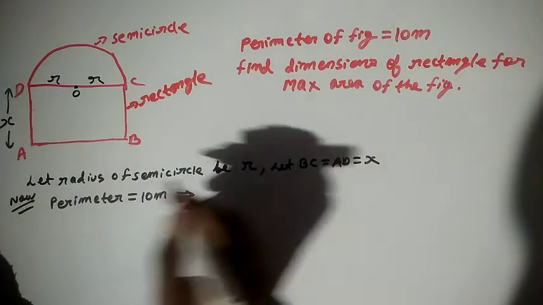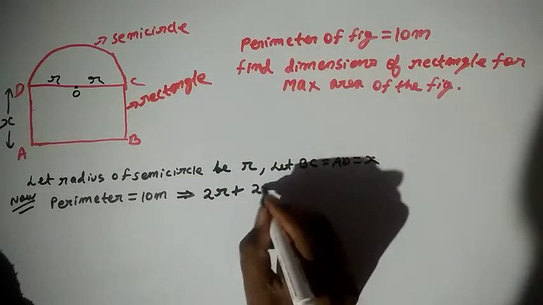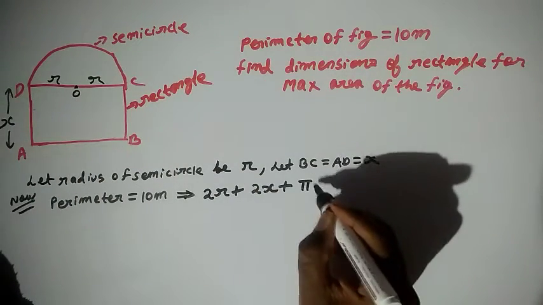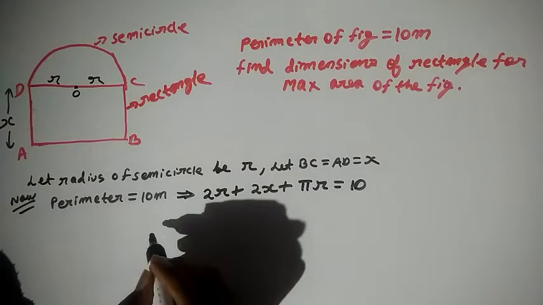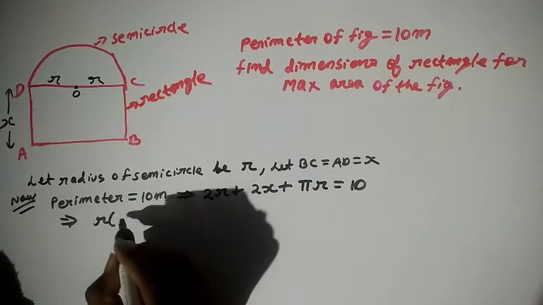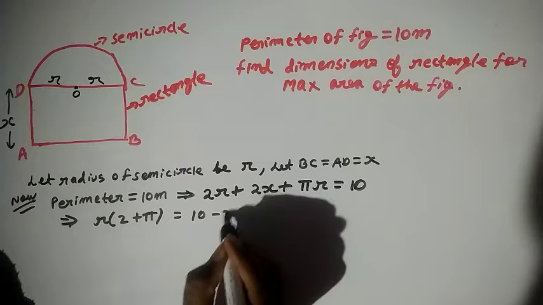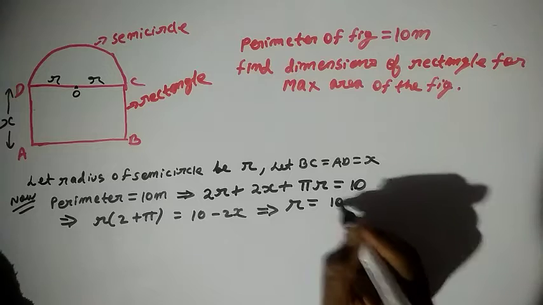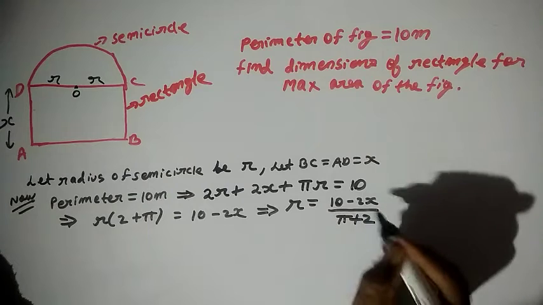So AB is 2R plus BC plus AD, which is 2x, and plus the circumference of the semicircle, which is pi r, equals 10. So now let me take out the r common. So r times (2 plus pi) is equal to 10 minus 2x. That implies that r is equal to (10 minus 2x) over (pi plus 2).